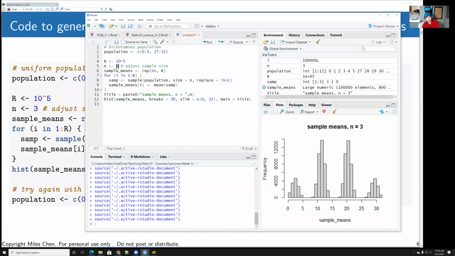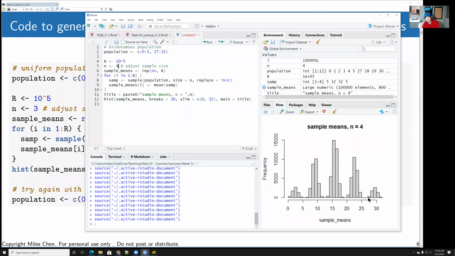Here I'm going to bump it up to n equal to 4. All right, and now I get 5 triangles. With n equal to 5, I get 6 triangles, okay? And this is where all 5 came from the lower, all 5 came from the upper, 1 from the lower and 4 from the upper, 2 from the lower, 3 from the upper, 3 from the lower, 2 from the upper, 4 from the lower, 1 from the upper, and all 5 from the upper.